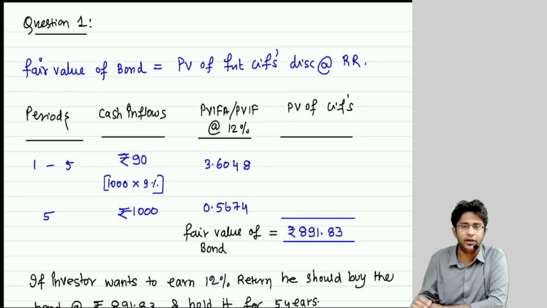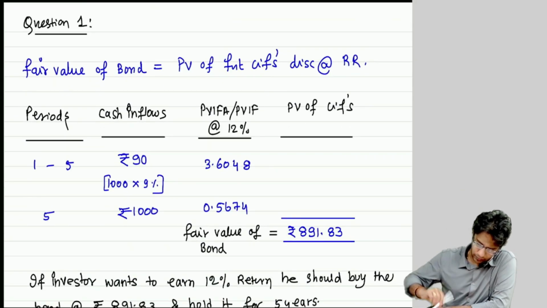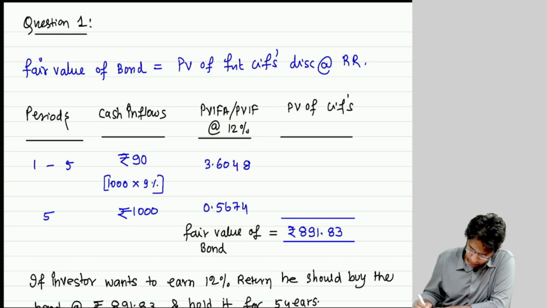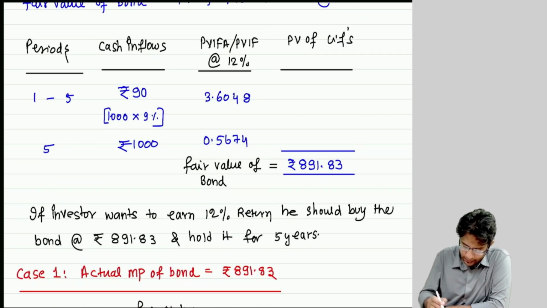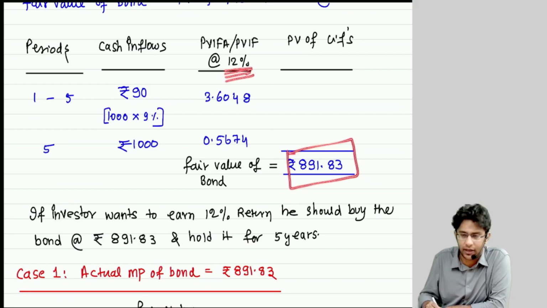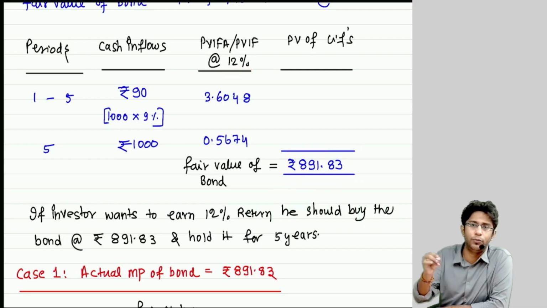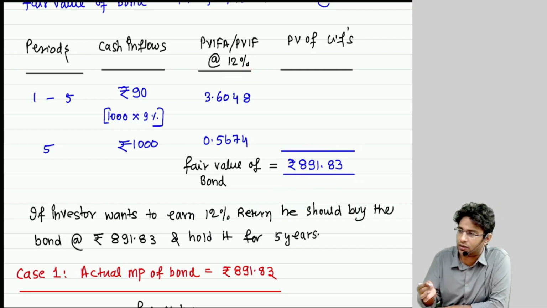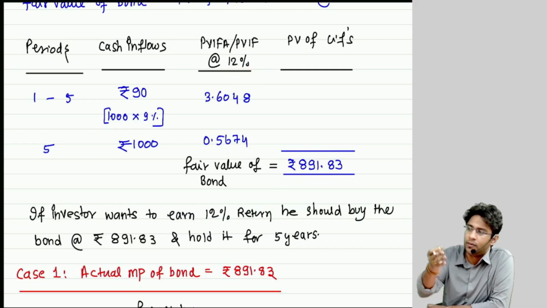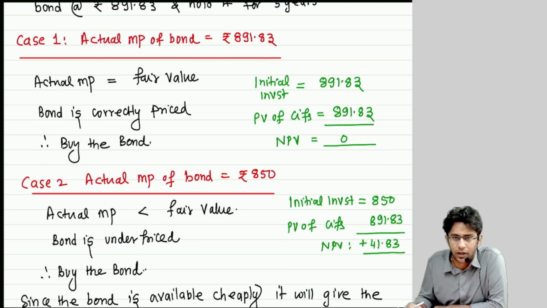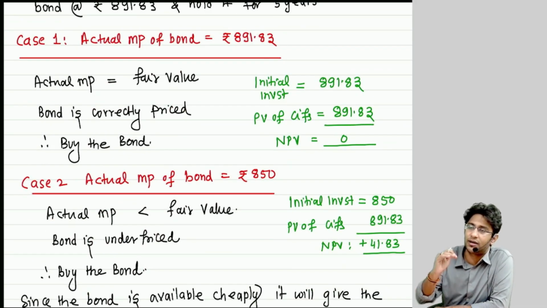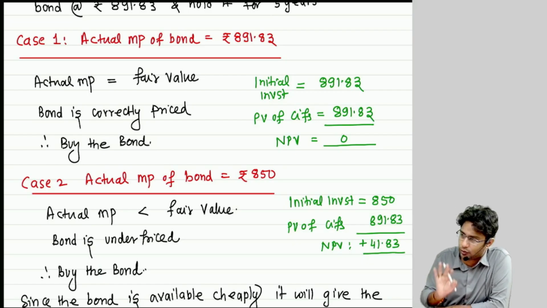Then we have gone into questions. Now, the questions brought very interesting observations for us. There was one scenario where we worked out the fair value of the bond. We interpreted the meaning that if I want to earn a return of 12%, I should buy this bond at 891.83. Whether you will be able to buy this bond at 891.83 or not is not in your hand. That depends on the market price of the bond. If the market price is coincidentally 891.83, we'll say that the bond is correctly priced. I want to pay that much, and the market price is also quoted like that only.